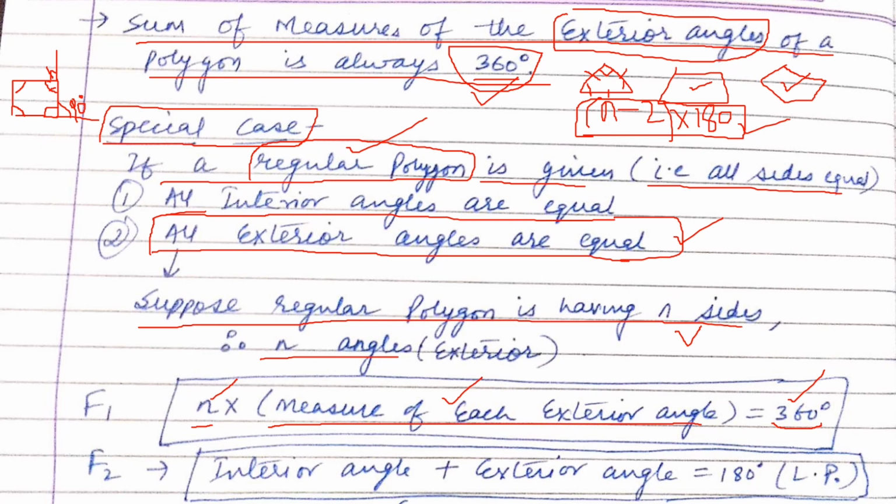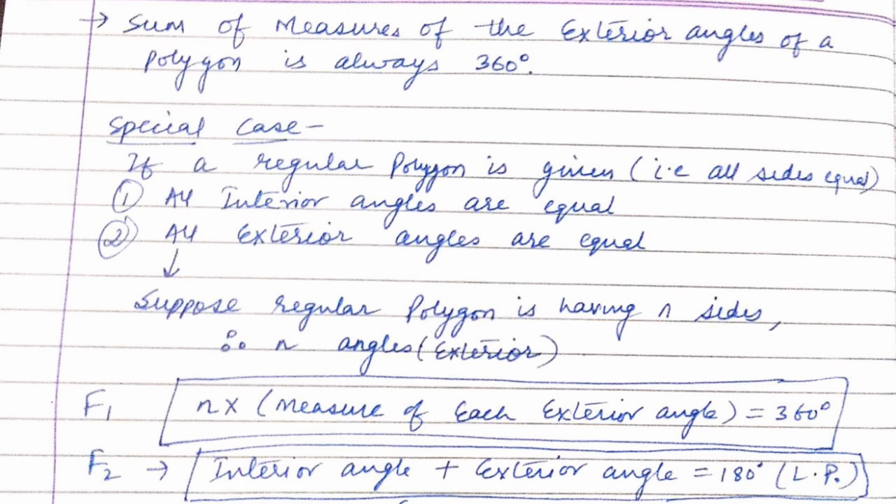Second formula that we learn from here is interior angle plus exterior angle is always how much? 180. Why? Because they form a linear pair. Okay. So you need to remember these two formulas. First formula I'm revising again. n, that is number of sides, into measure of each exterior angle. Suppose all angles are equal, exterior one. So you have to write that angle, and that is equal to 360 degree. This formula will be clear when we discuss a question on this. Okay. Formula number 2 is simple.